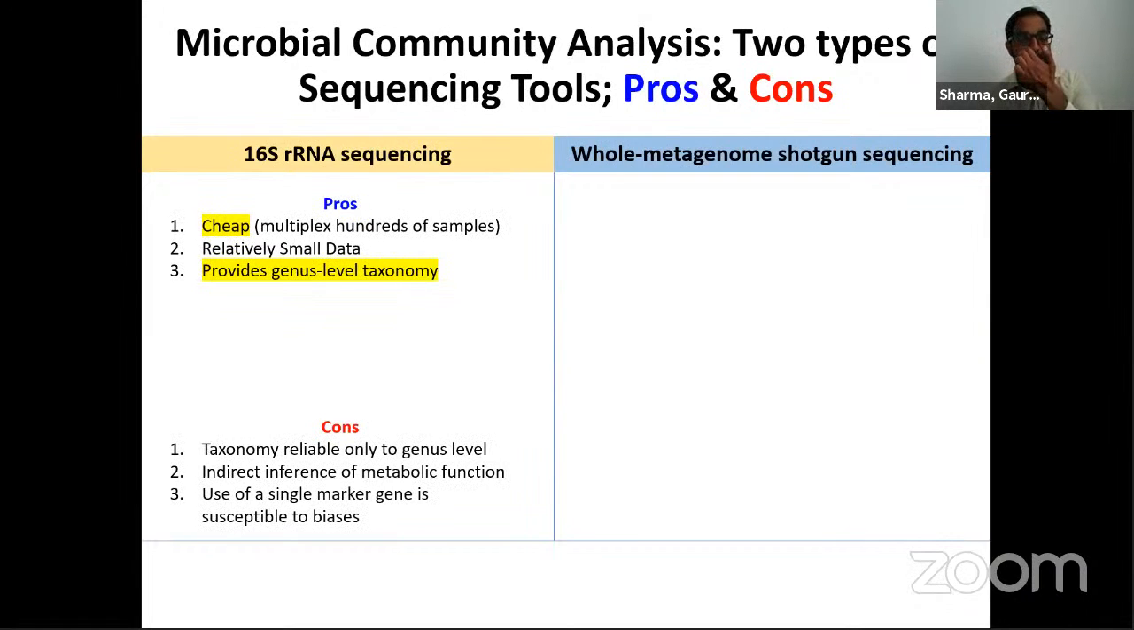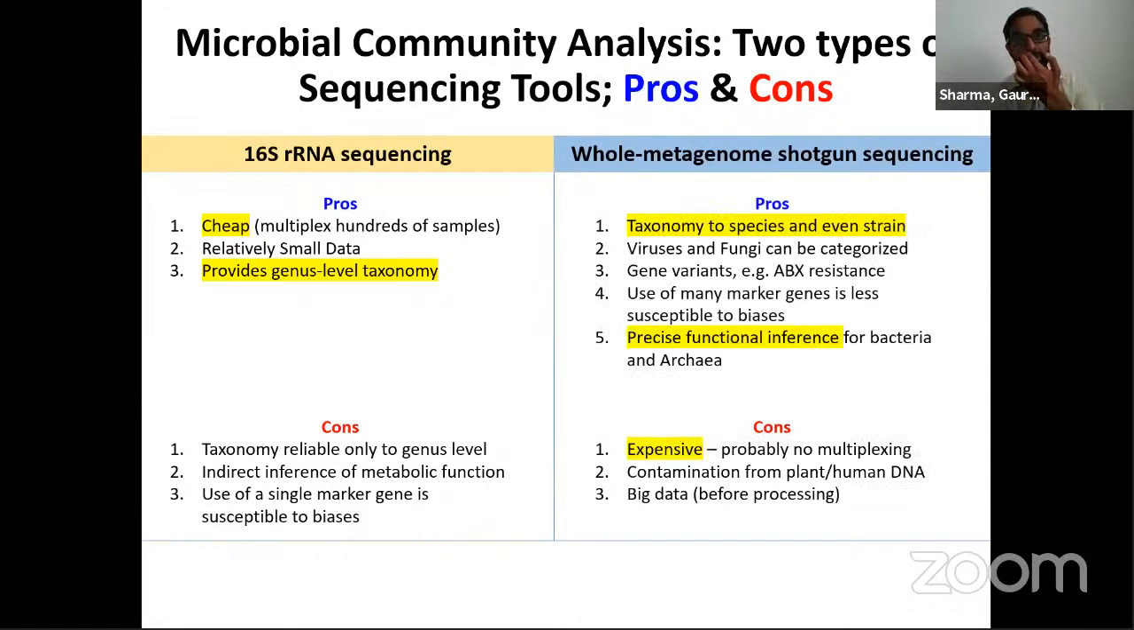There are two types of this metagenome sequencing. One is 16S RNA and the other is whole genome shotgun sequencing. As I told you, 16S RNA is a single gene based amplicon sequencing, or metataxonomics. Because it is based on just one gene, it will be cheap, obviously, and will give us a relatively small amount of data. Shotgun is based on the whole genome of all the organisms present in that particular niche, so it will be very expensive and will give us a lot of data.